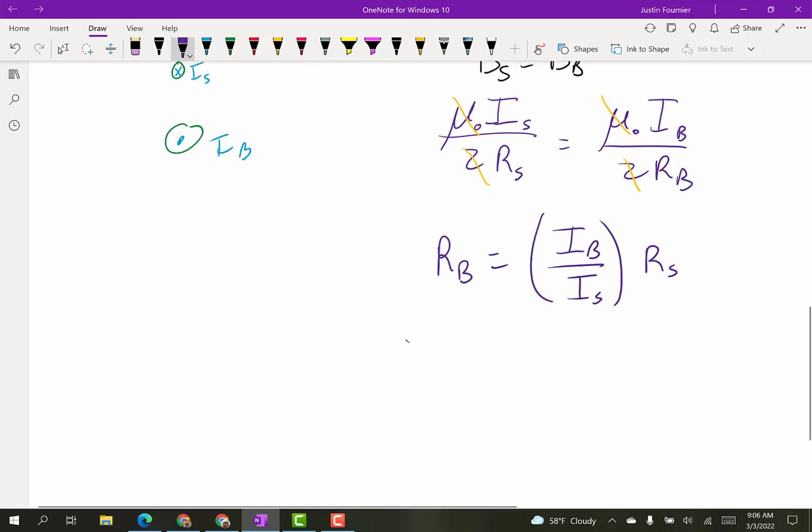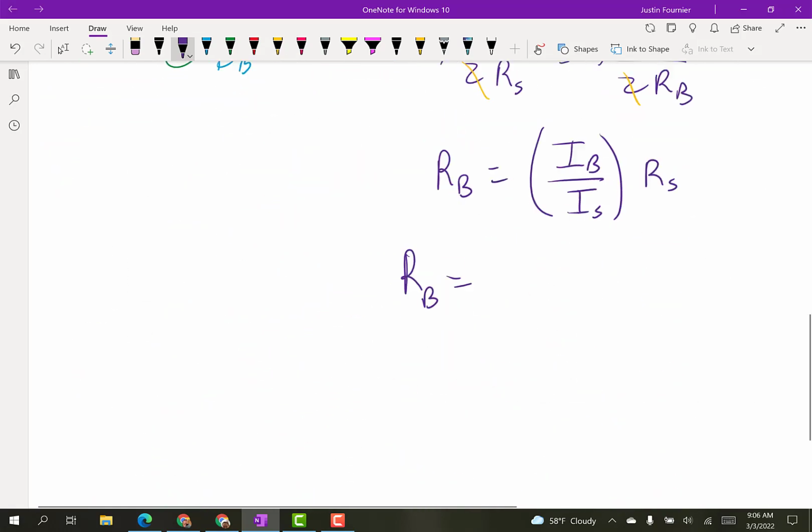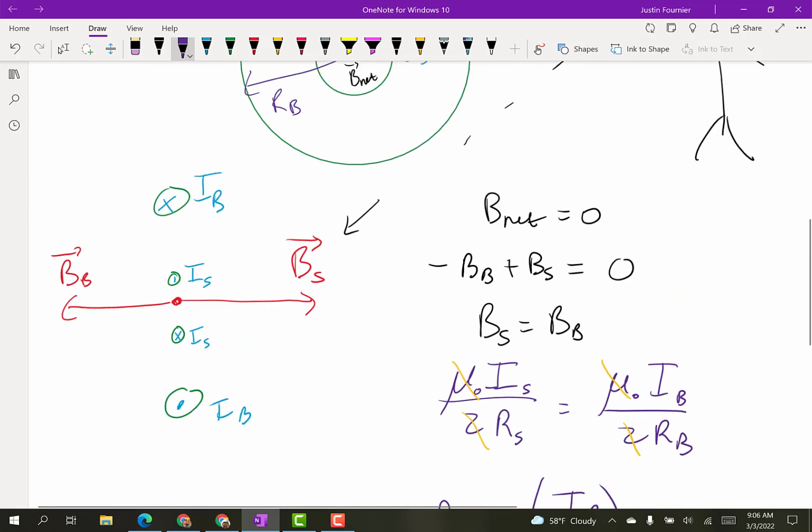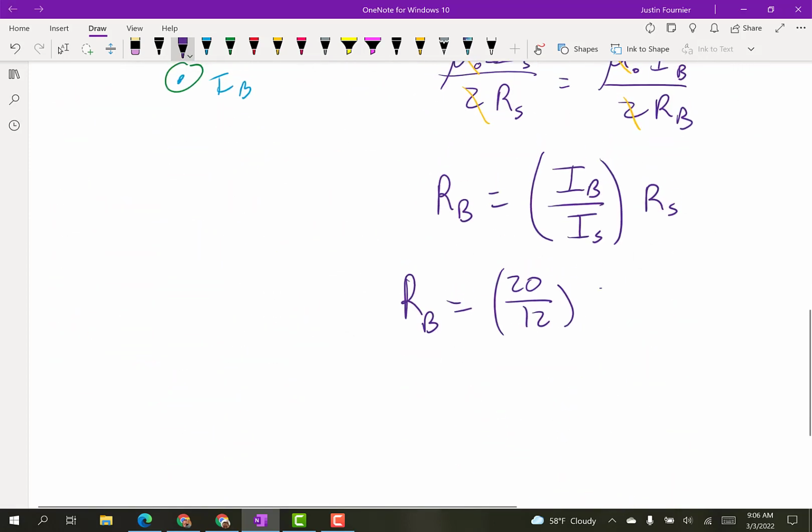If I plug in everything now, I get IB, that's 20, divided by IS, which is 12, multiplied by the small radius. I'll keep it in centimeters, so I'll get my answer in centimeters. So 3 centimeters. RB then is going to be 20 divided by 12 times 3. And I get about 5 centimeters.